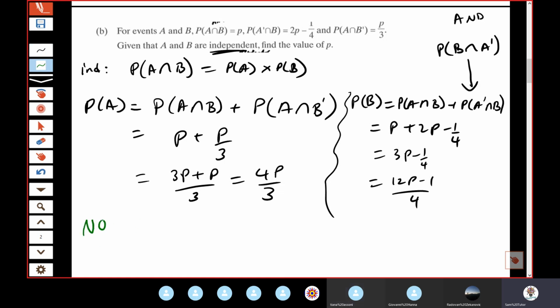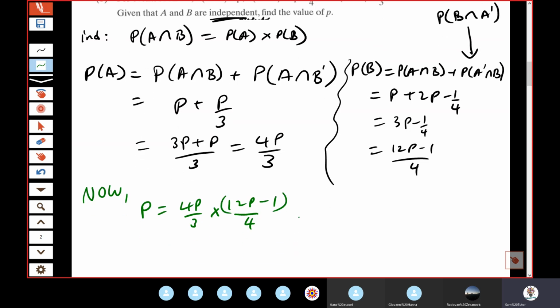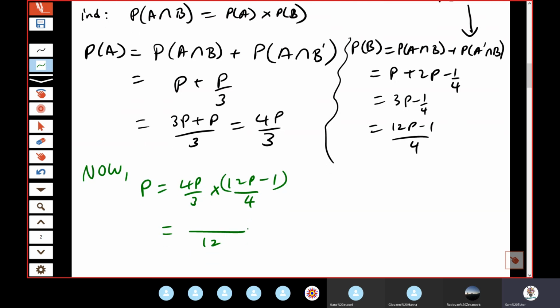Now, the probability of A and B is P, which equals A times B. Three times 4 is 12. The top, 4 times 12 is 48. P squared minus 4P.